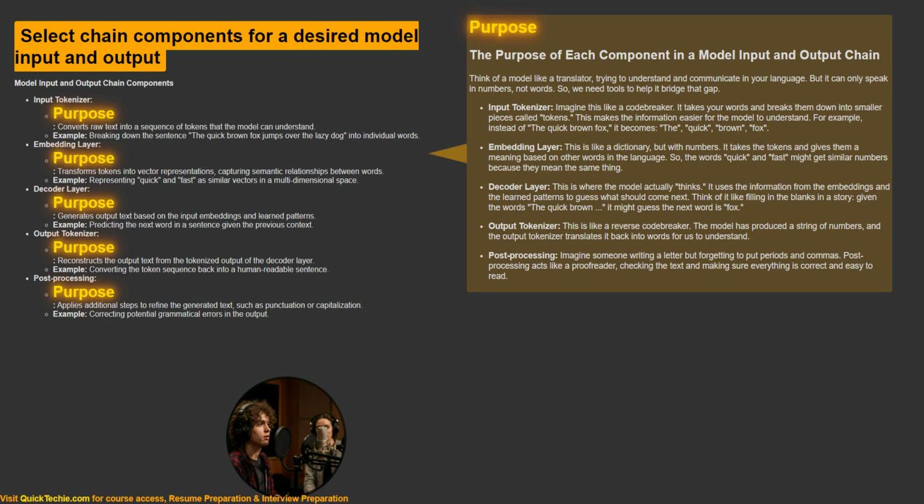Decoder layer. This is where the model actually thinks. It uses the information from the embeddings and the learned patterns to guess what should come next. Think of it like filling in the blanks in a story. Given the words, "the quick brown," it might guess the next word is "fox." Output tokenizer. This is like a reverse code breaker. The model has produced a string of numbers, and the output tokenizer translates it back into words for us to understand. Post-processing. Imagine someone writing a letter but forgetting to put periods and commas. Post-processing acts like a proofreader, checking the text and making sure everything is correct and easy to read.